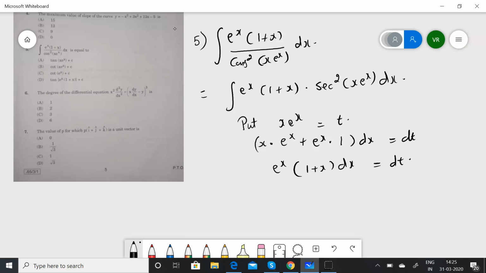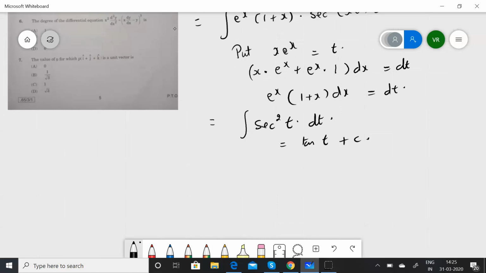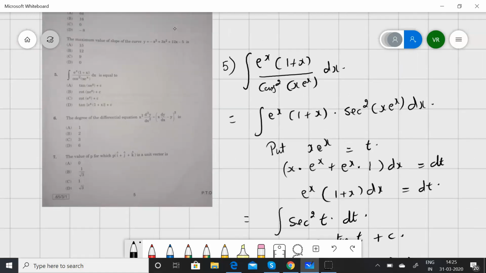Now I can replace e power x into 1 plus x dx as dt and x e power x as t. So now this becomes secant squared t dt. On integrating, I get tan t plus c. Now substituting for t, the answer is tan of x e power x plus c. Hence, option A is correct.